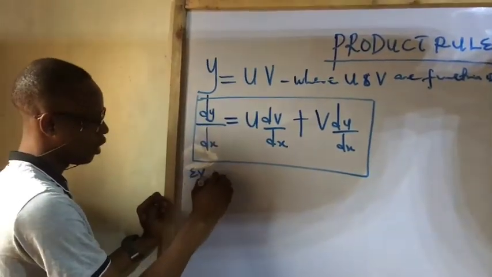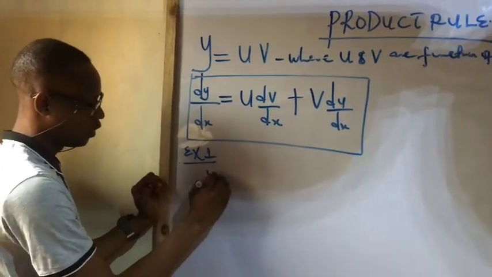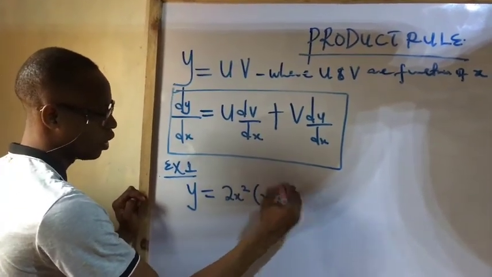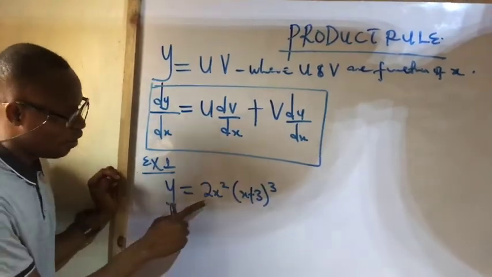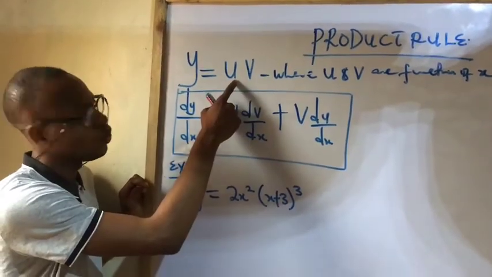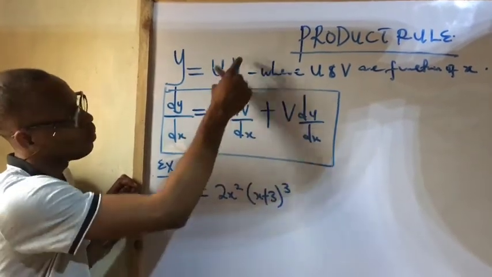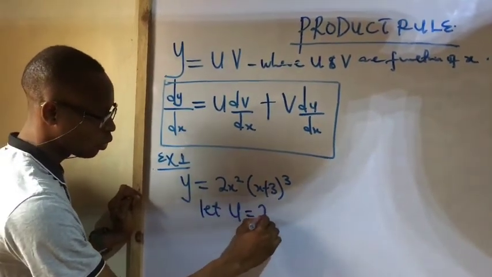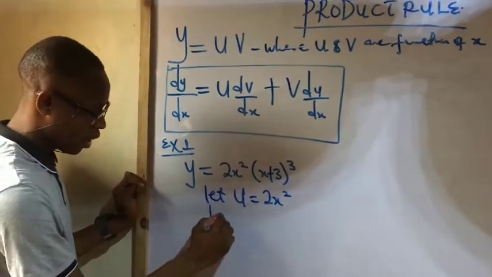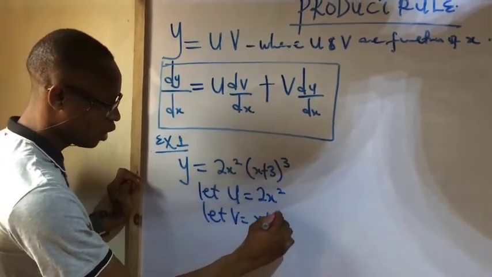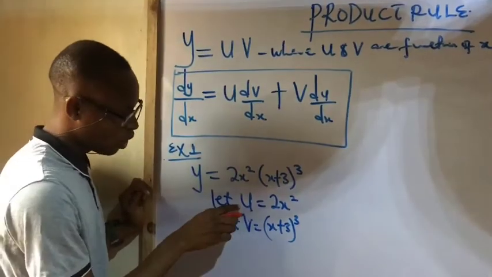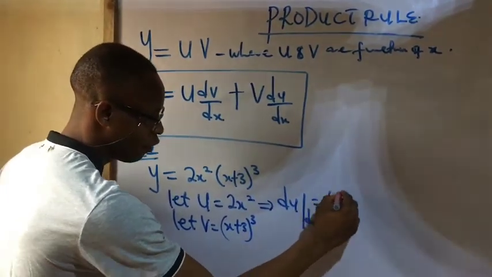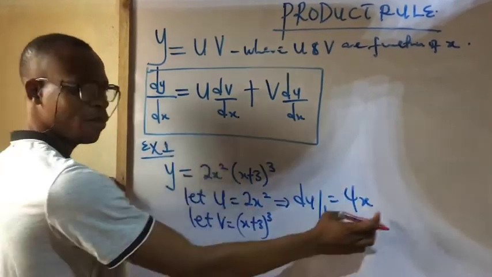Now let's take an example. Example 1 says, given that y = 2x² (x + 3)³. Now look at it. We have 2x², which can be said to represent u here. We have (x + 3)³, which can be said to represent v. So let u = 2x², let v = (x + 3)³. So du/dx will give you 4x when you differentiate this.